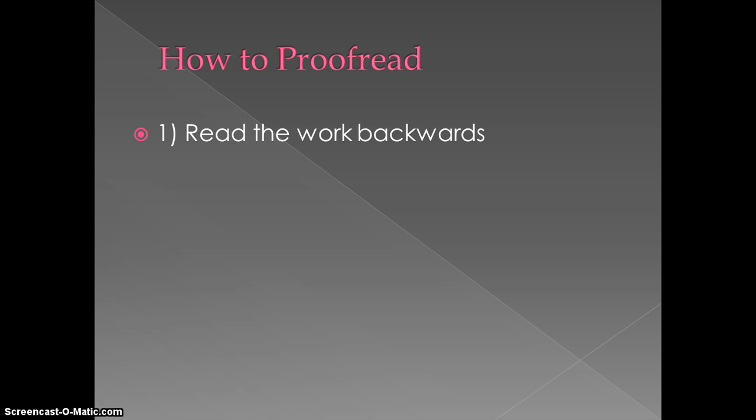1 is to read the work backwards. And what I mean by that is not starting with the S of backwards and going all the way through. No, but read it sentence by sentence starting at the end. Because if you isolate the sentences, if you take them out of the context, it's easier to see if mistakes exist. So reading the work backwards is a way to go and find some errors.